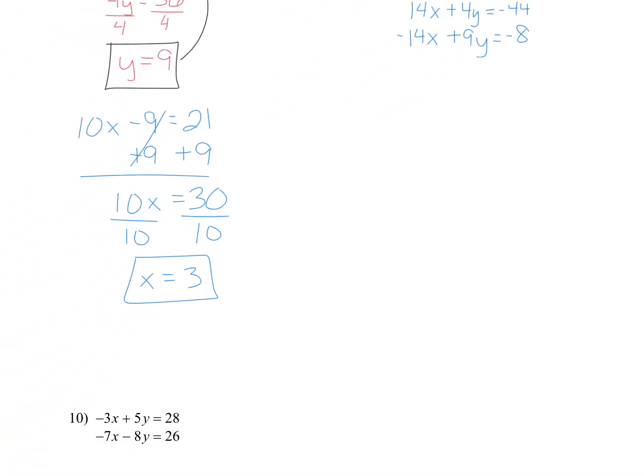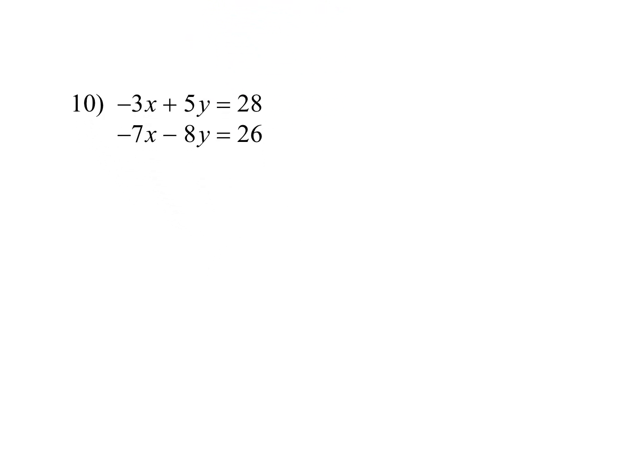Looking at number 10, first C, do any of them cancel out right away? No. Okay, can we easily make 1 into the other? No. So what do we do for the third option? You mean multiply? Yep. So we want to turn them into each other. So do we want to deal with the x's or the y's? Why do you pick the y's? I would pick, it doesn't matter which one you pick, but I would pick the y's because they're already opposites. So you don't have to worry about a negative or anything.